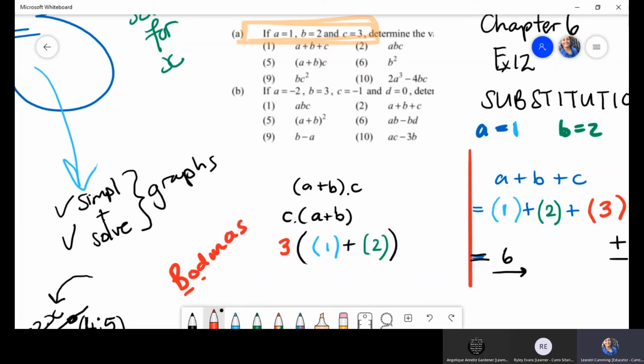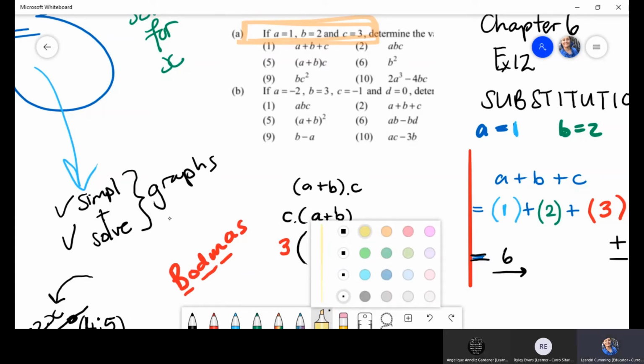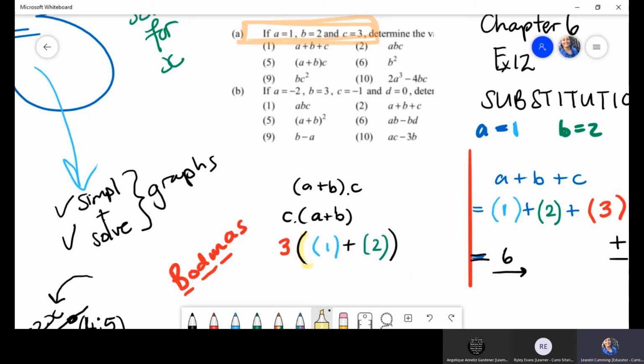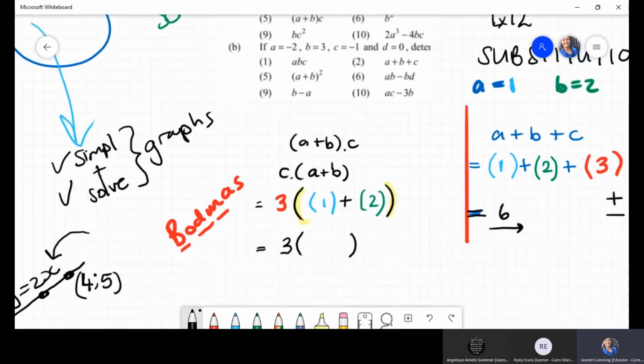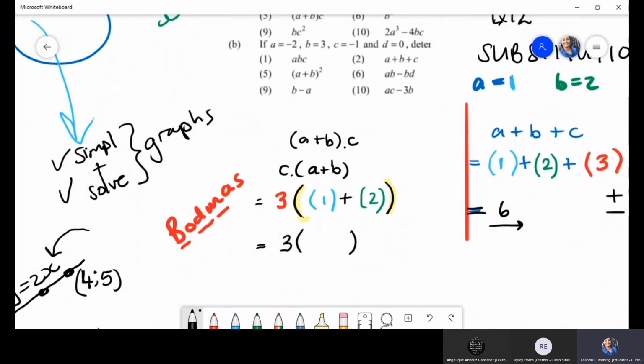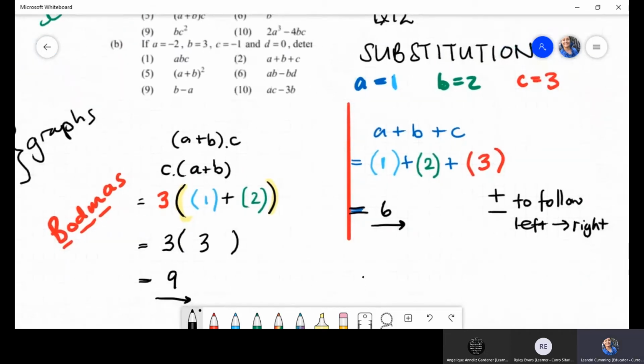Brackets, of, division, multiplication, then addition and subtraction. So we have a bracket here. Our bracket shows us what needs to be done first. I keep my 3. This is how I'm answering my question in my answer book. I simplify, I help my eyes and my brain, and I work underneath each other. 1 plus 2 is 3. That leaves me with 3 times 3, which is 9. Let's take another one. Number 10.